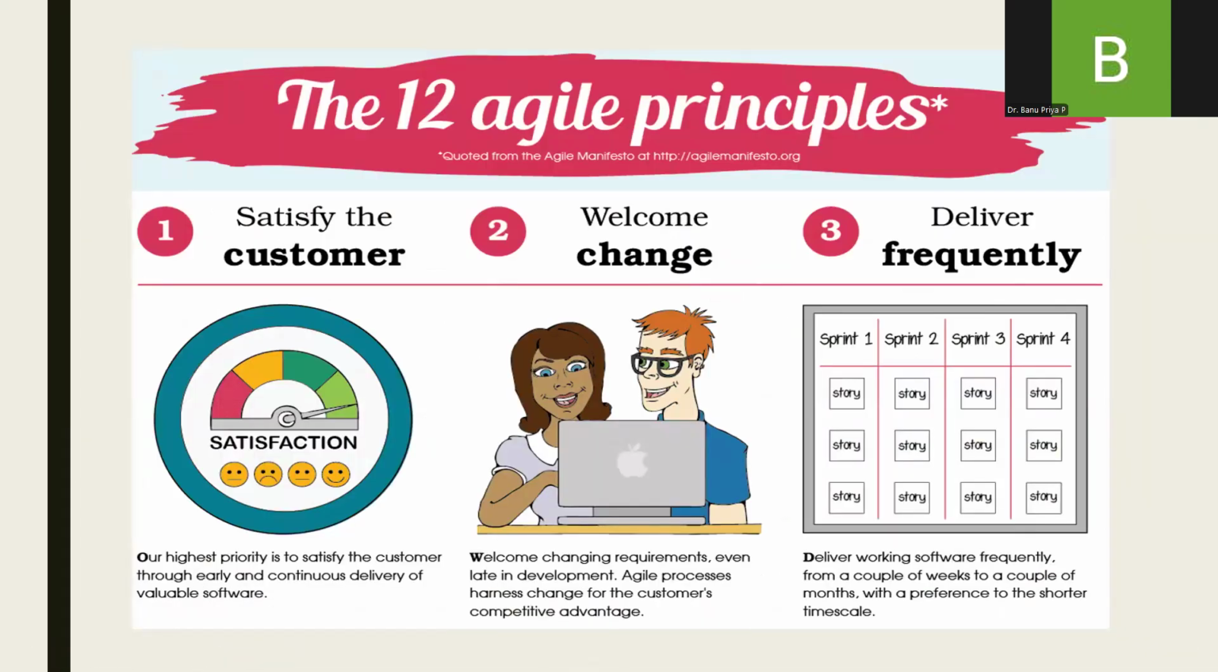Now let us see the 12 agile principles. The first principle is satisfy your customer. That is given highest priority because satisfying the customer through the early and continuous delivery of valuable software is very important. The next principle is welcoming the changes.